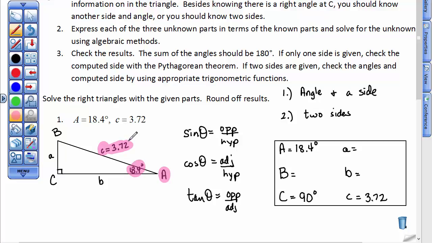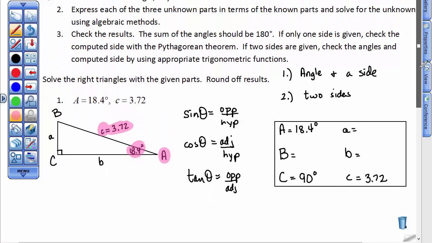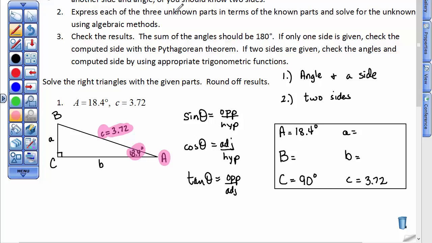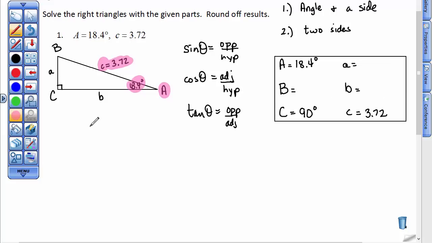Now what I'd like to do is write these three definitions all over again, but instead of using the letter theta, I'm going to use angle A. So I'm going to come over here. Again, it says here next, express each of the three unknown parts in terms of the known parts and solve for the unknown, and then we're going to check our results. So I'm getting ready to express the unknown parts in terms of the knowns. But remember, the known is angle A. So I'm going to write the three definitions.